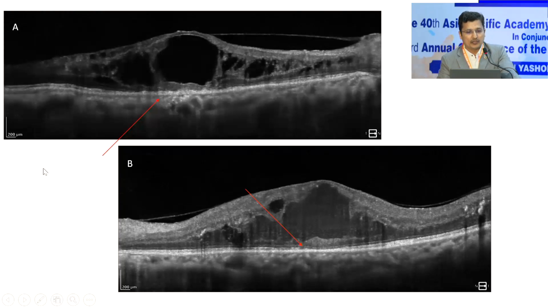I have got two images now. One is A and one is B. Now you see that in image A, there is a total obliteration of the ELM, the ellipsoid zone, and the pigment epithelium. But in image B, we still have the ELM intact and the ellipsoid zone intact. So how to prognosticate is, if we want to tell the patient that you have marginal chances of improvement, it is patient B.